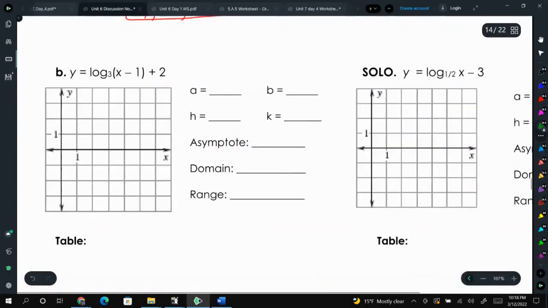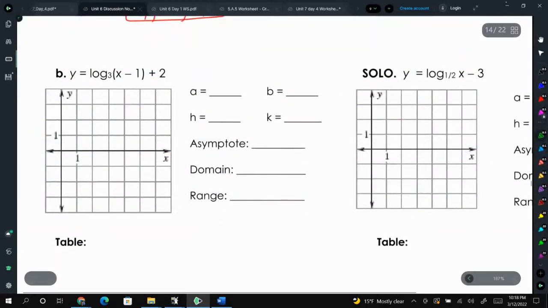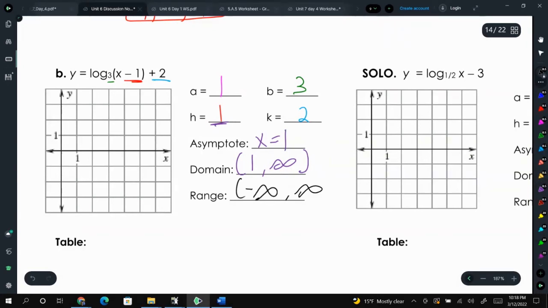Now I'm going to do this one down here, and then I'm going to have you try both of these over here. Our a value is an invisible 1. Our b value is 3. Our h value is the opposite of that, so 1. And our k value is positive 2. Our asymptote is going to be at x equals 1, that h value. Our domain is going to be 1, infinity. And then our range is always going to be negative infinity, infinity.